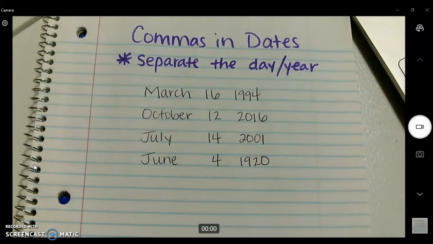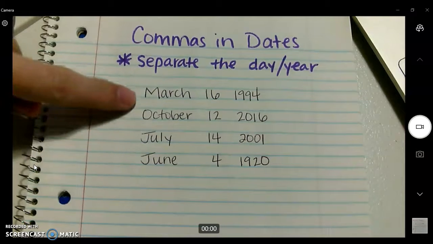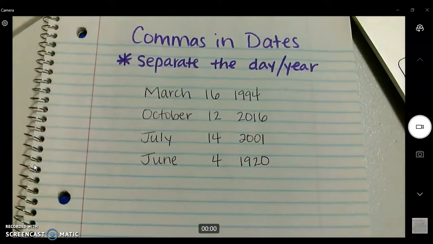What I want you to do is get a scratch piece of paper, kind of like Mr. Westhoff, and I want you to copy down these right here, and I want you to correctly add the comma where it belongs. Go ahead and pause right now and then press play when you're done.